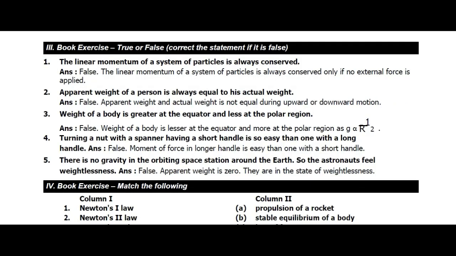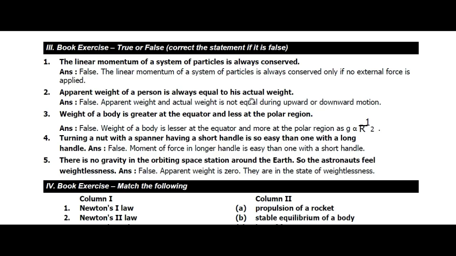The linear momentum of a system of particles is always conserved. Answer is false. The reason is, the linear momentum of a system of particles is conserved only if no external forces are applied. Second question: apparent weight of a person is always equal to his actual weight. Answer is false.